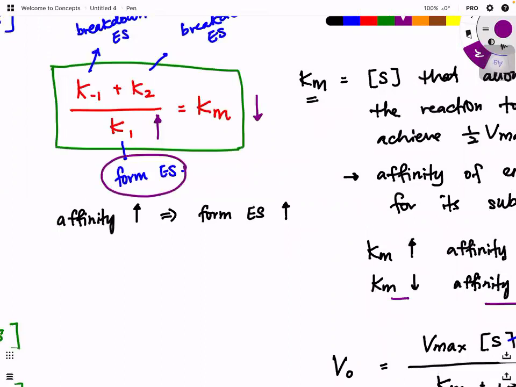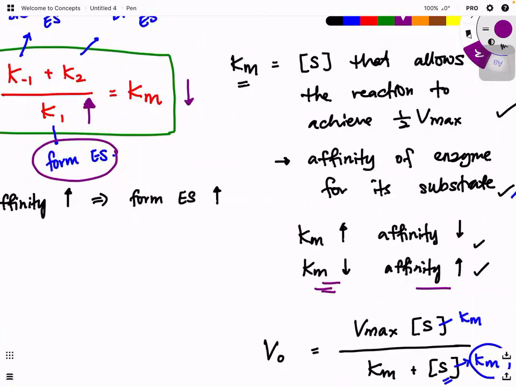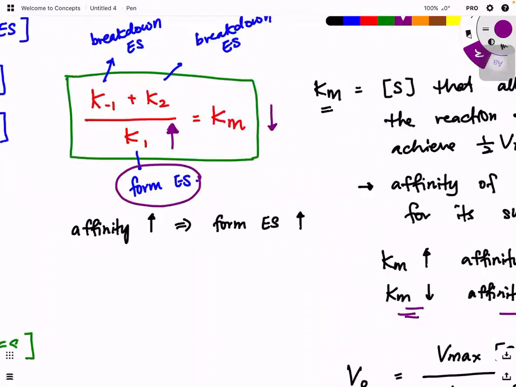So now I explain to you guys, some of you actually did ask me why Km value is low when affinity is high. Now I can explain by this, correct or not? Because I want to form more ES complex, K1 must be a high value. When K1 is a high value, therefore Km will be lower. So therefore Km lower, affinity is high. Clear? Okay.